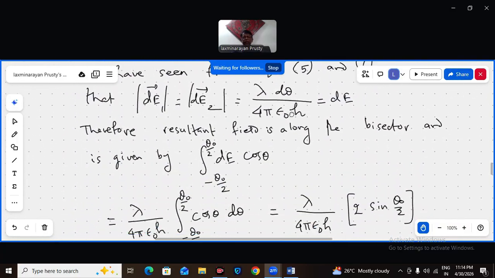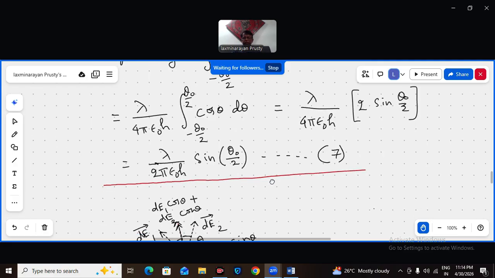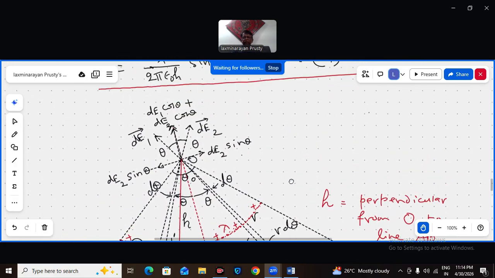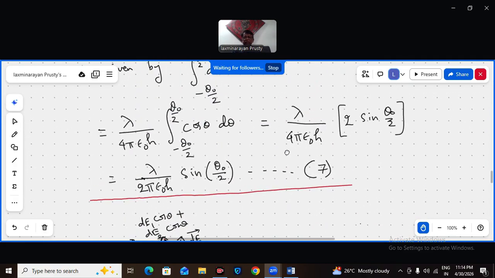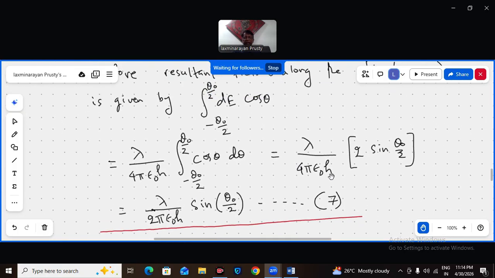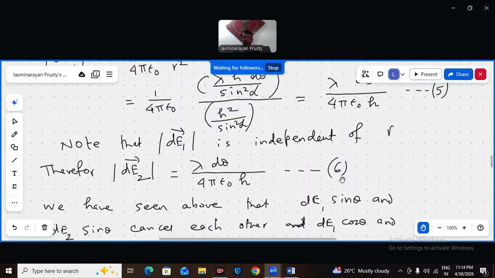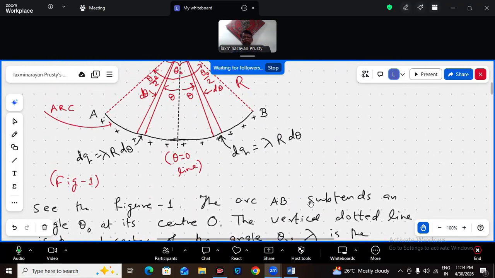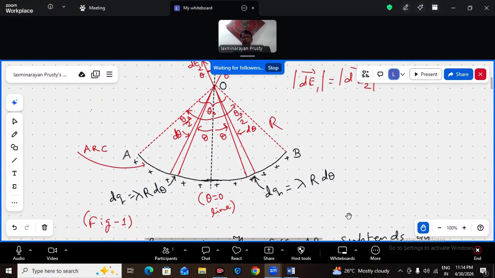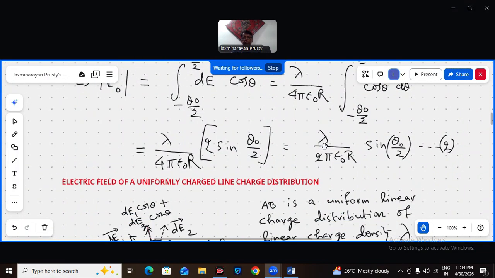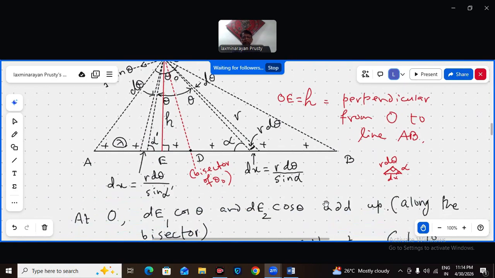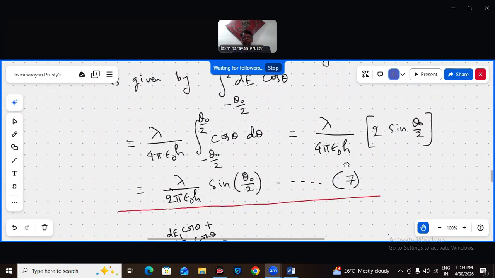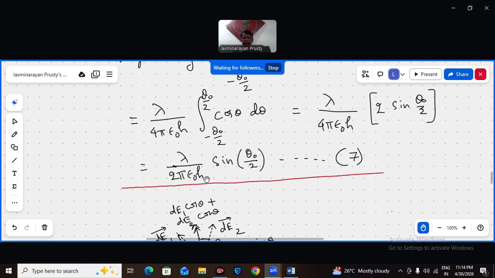You might be having this in a different form, but this is also the form. Here I'm showing it again. So how much is that field? Lambda by 2 pi epsilon 0 h, where h is the perpendicular height from O to the line, times sin theta naught by 2. And remember what I got for the arc? Lambda by 2 pi epsilon 0 r sin theta naught by 2. Here the denominator was lambda by 2 pi epsilon 0 r. Here the denominator was lambda by 2 pi epsilon 0 h.